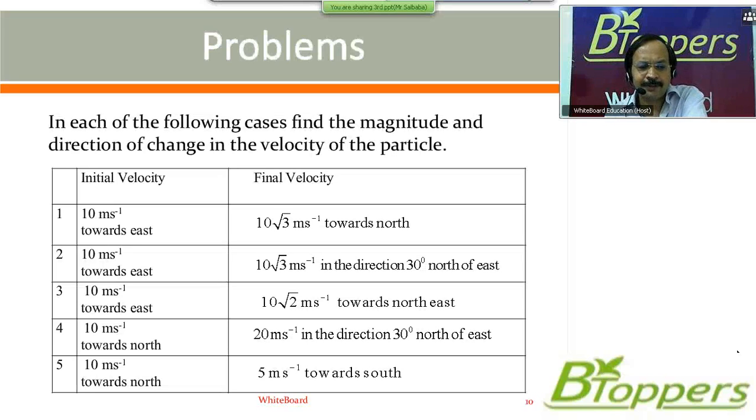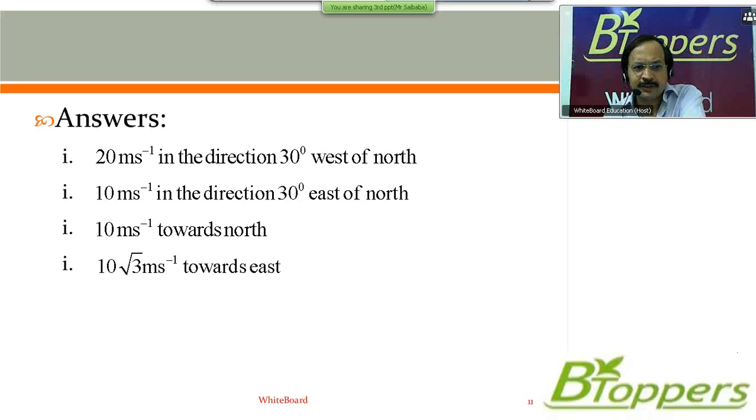Then for the last question, the fifth question, you are given that the initial velocity is 10 meter per second towards north and the final velocity is 5 meter per second towards south. You have to find the magnitude and direction of the change in the velocity of the particle. So for the fifth question, you get the answer as 15 meter per second towards south.